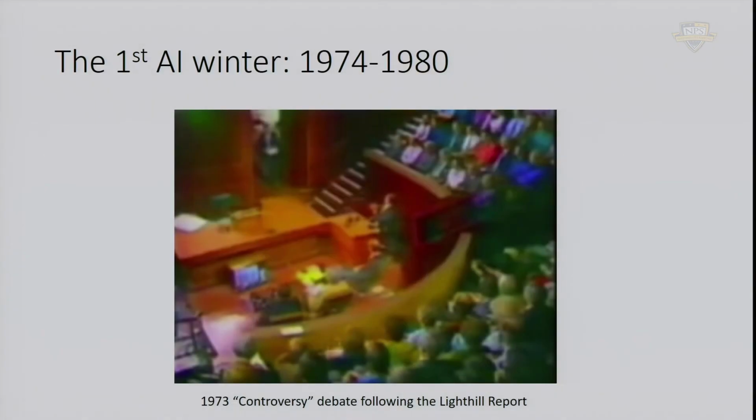It sparked what's called the Lighthill debate, which is what this image is a screenshot of, and led to a lot of funding for AI programs being cut off. Funding for AI programs was eliminated for all but 2 universities in the UK. And a similar trend followed in the US.